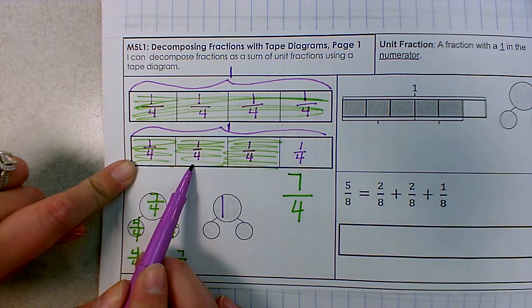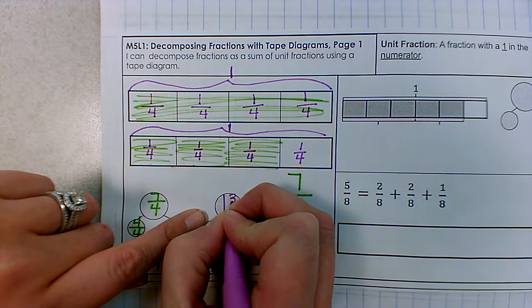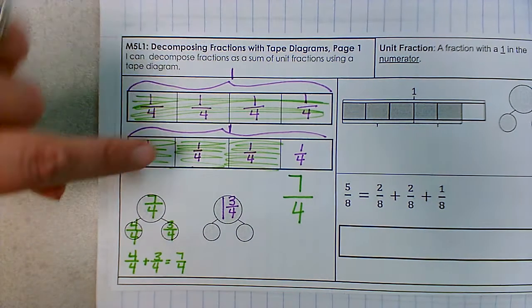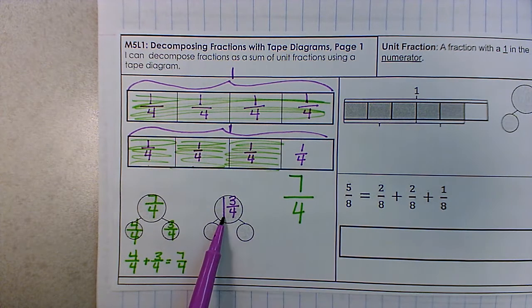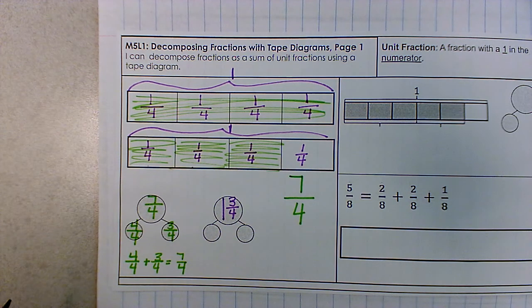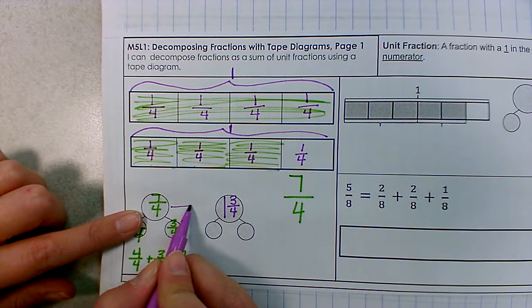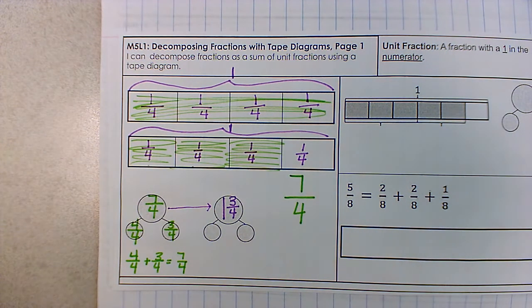And I see 1/4, 2/4, 3/4. And so now I can write that as a whole number, 1, and 3/4 here. So I would read this by saying 1 and 3/4. I didn't change any of my shading. The only thing I changed was going from a fraction to now including a whole number.